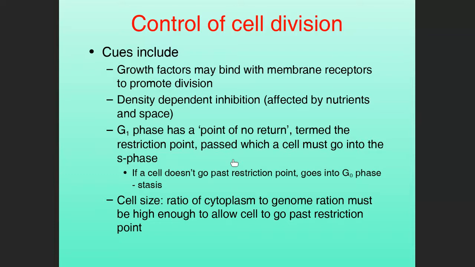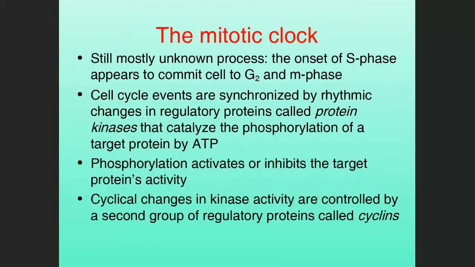Cell size, the cytoplasm to genome ratio, must be high enough to allow the cell to go past the restriction point. All these things must be done before cell division. The mitotic clock is still a mostly unknown process. When mitosis takes place, no one knows its process. The onset of the S phase appears to commit the cell to G2 and M phase.